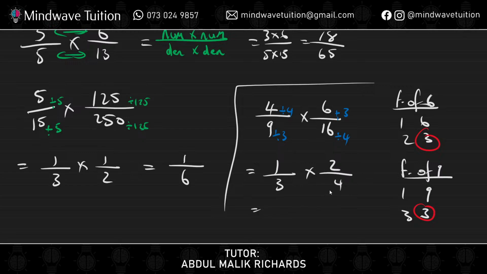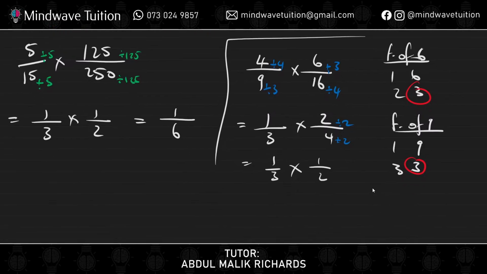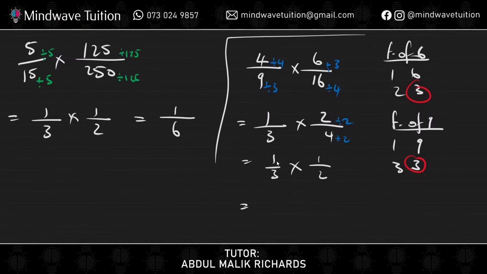And then we can see that we can still simplify the second fraction over here, 2 over 4. We know 4 is a multiple of 2, so we can divide by 2 on top and at the bottom. So keep the first fraction as is. 2 divided by 2 is 1, 4 divided by 2 is 2, and now we just multiply. 1 times 1 is 1, and 3 times 2 is 6.